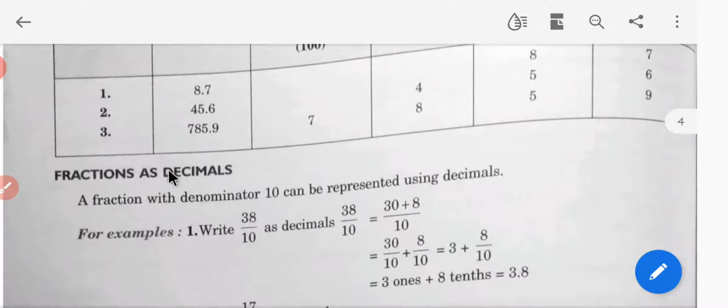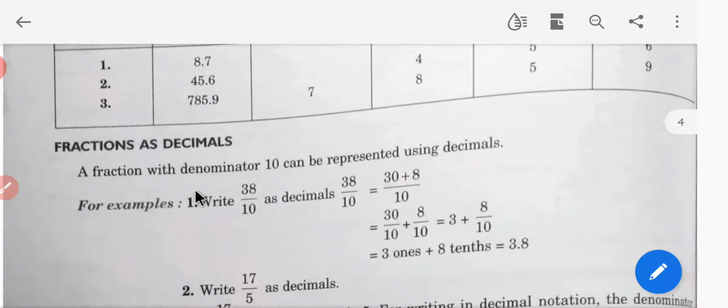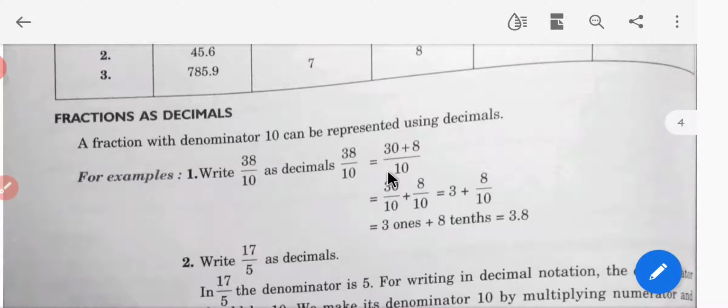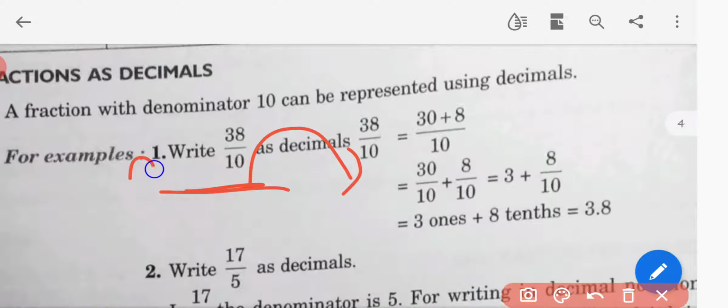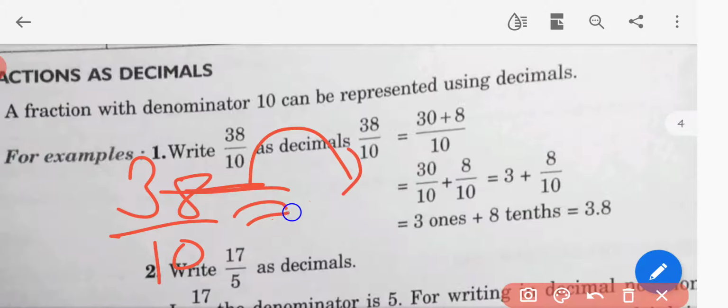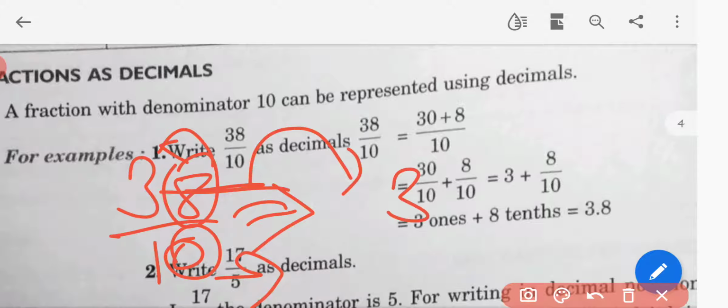Then see the next one, fractions and decimals. How to represent any fraction with decimal. We know that a fraction contains both a numerator and a denominator. So a fraction with the denominator 10 can be represented using decimal. For example, 38/10. How to represent it in decimal? As you can see, how many zeros are given? One 0. So from the back, after one number we have to put the decimal point. So directly we can write it as 3.8.